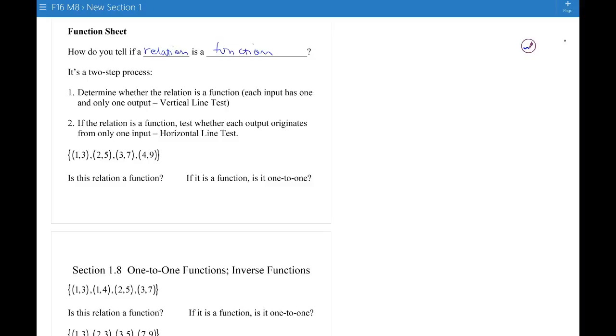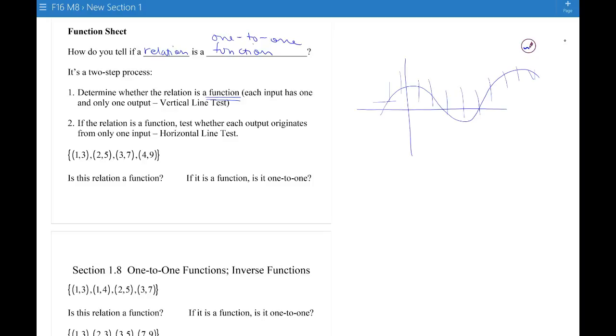So it's a two-step process. First, you have to decide whether the relation is a function. We're trying to decide if a relation is a one-to-one function, sorry. Then if the relation is a function, test whether each output originates from only one input. So to be a one-to-one function, you first have to be a function. So that's the vertical line test. Remember when you learned about the vertical line test, you said if every vertical line that goes through this function graph hits it only once, then it is indeed a function.